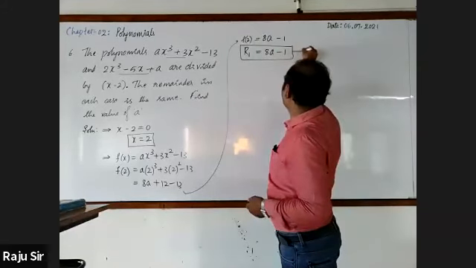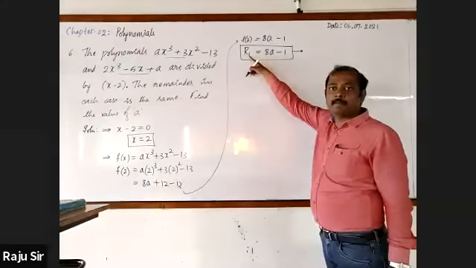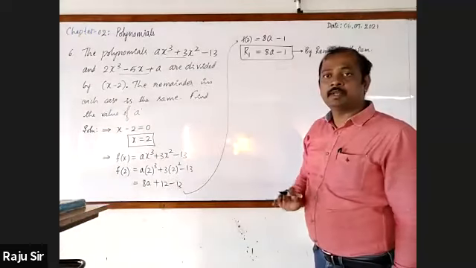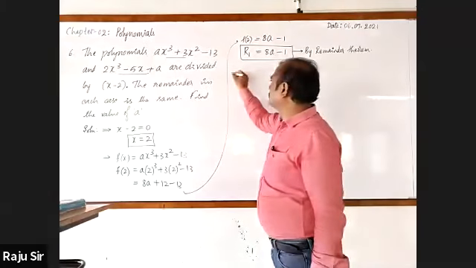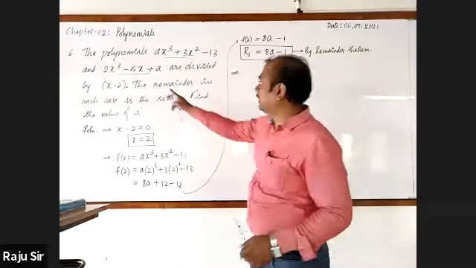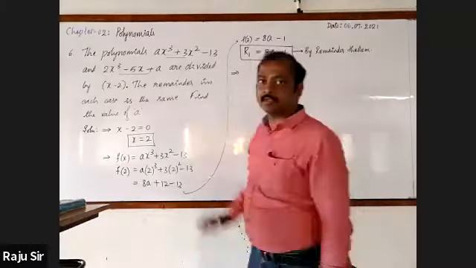Could you tell on what basis you have written R1? By remainder theorem. Similarly, you can find out the second remainder by dividing the second polynomial by the same divisor.